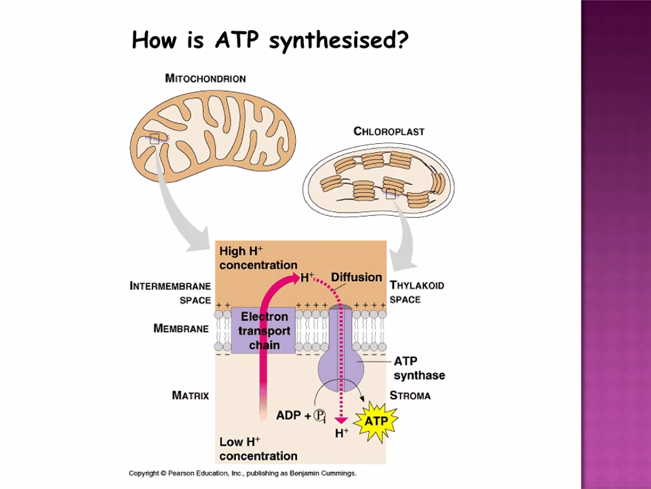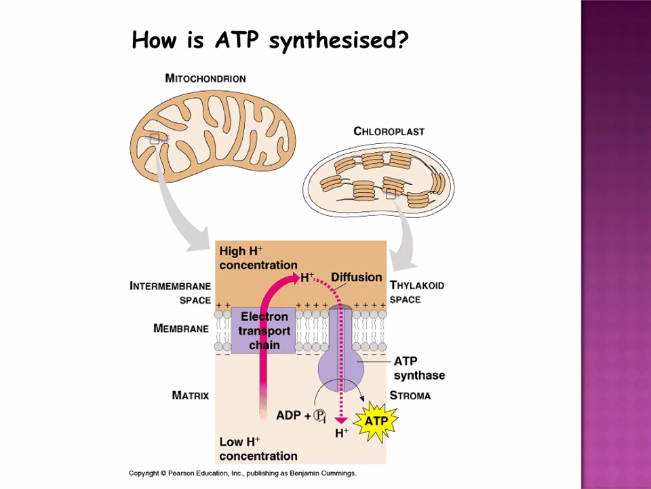So how is ATP synthesized? We're going to have a look at chemiosmosis. We will be looking at this in a lot more detail in one of the following topics. But if you've already studied it, here's a quick recap. So energy is released during the transfer of electrons along an electron transfer chain.